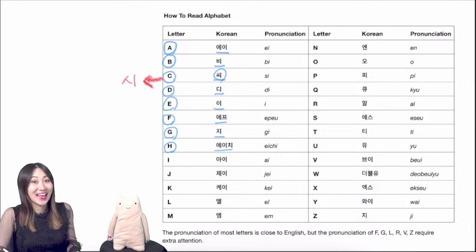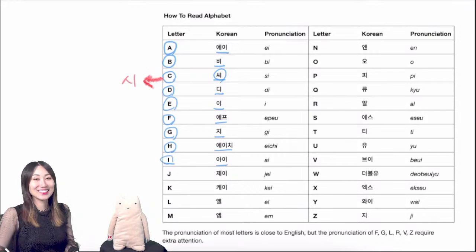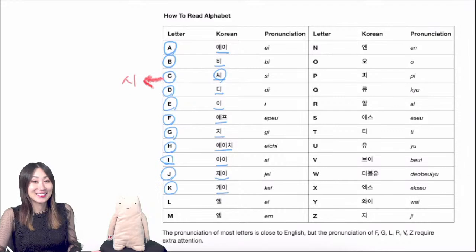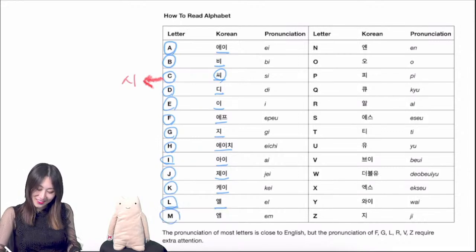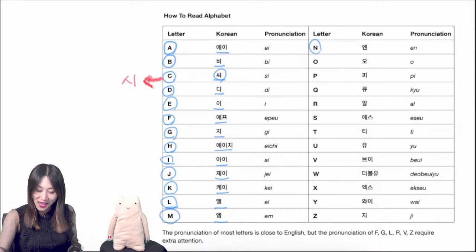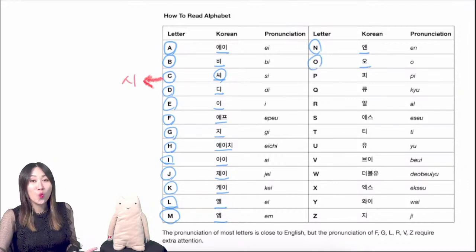H, I, J, K. So my name is K-Jin. So K. And this is L. This is M. This is N. This is U.